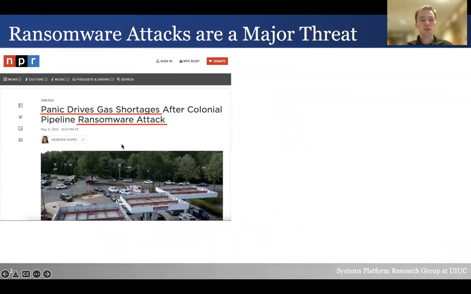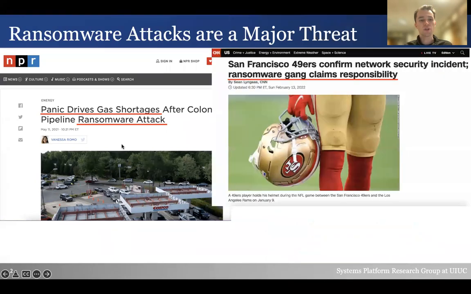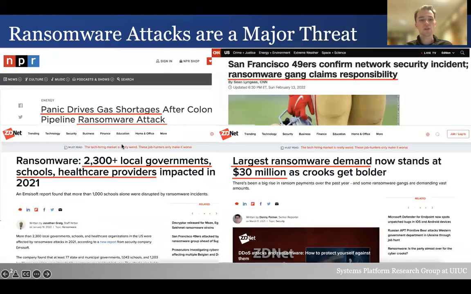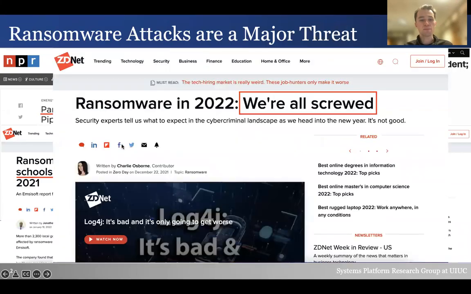Ransomware attacks are a major threat in today's world. 2021 saw the Colonial Pipeline attack, attacks on American football teams, attacks on schools and hospitals, and ransoms as high as $30 million. Altogether, this paints a pretty bleak picture, which requires our attention.